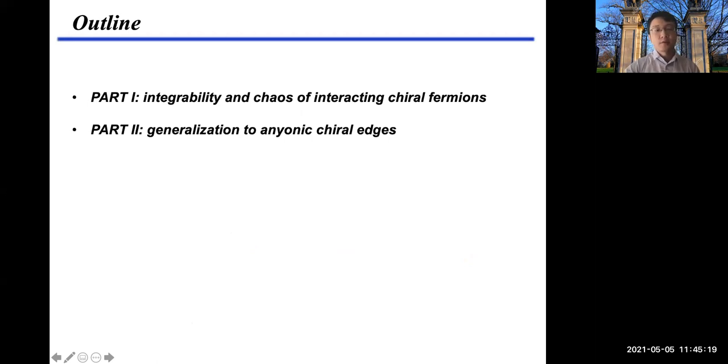I will be talking about mainly 2 parts. Part 1, the main part, is about the integrability and the chaos of interacting chiral fermions. In part 2, I will present some current results we have in generalizing the discussion to quantum chaos in anyonic chiral edges.